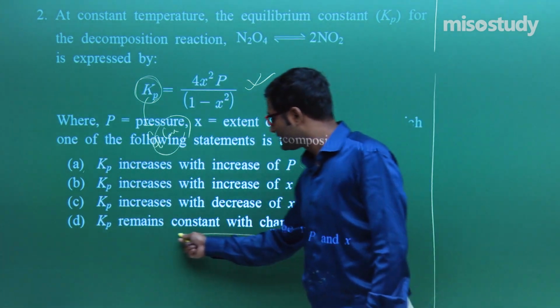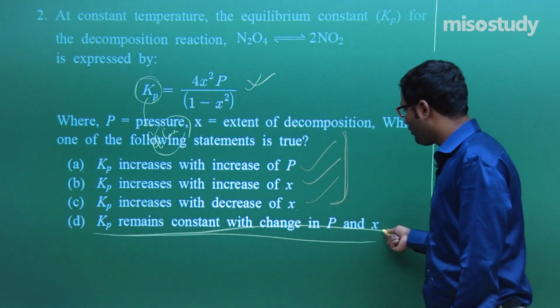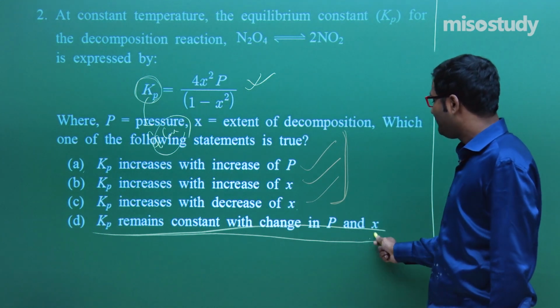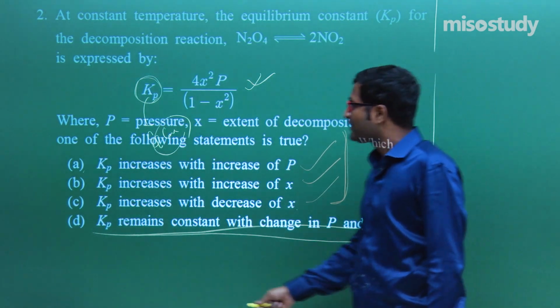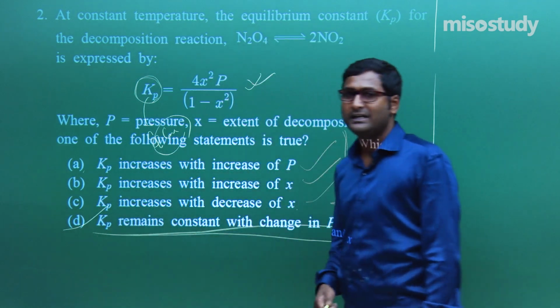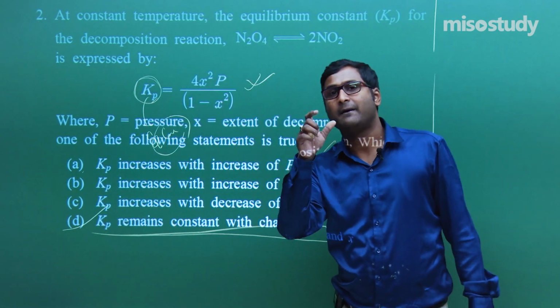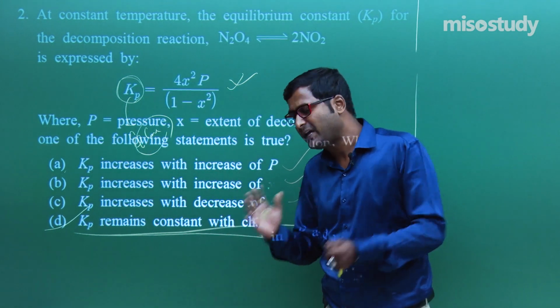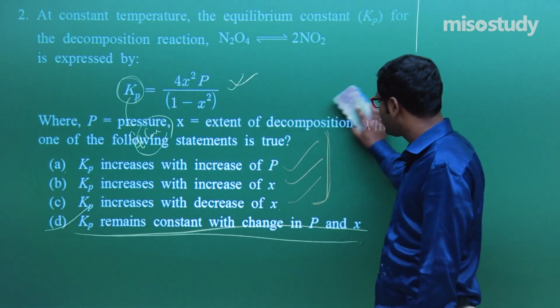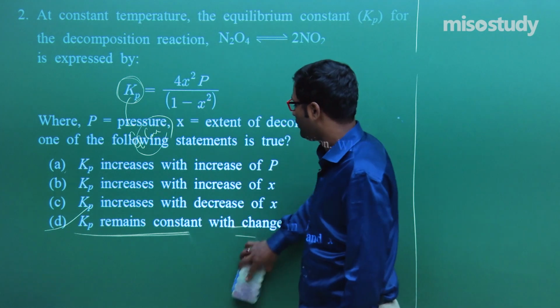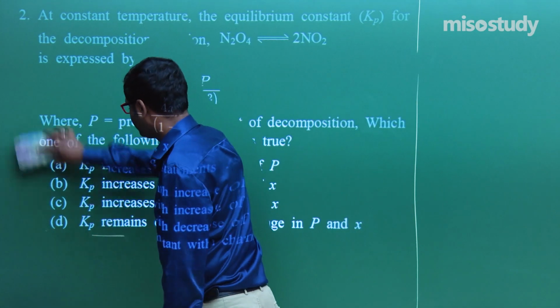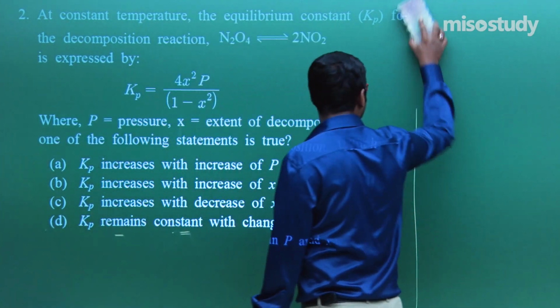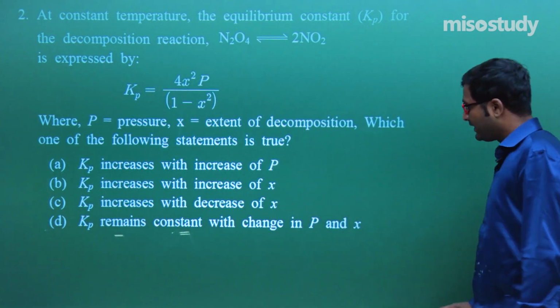Actually the option is this one. Kp remains constant with change in P and x. That is, K generally depends only on temperature. Clear to you? This is one of the best theoretical questions. Now I'm going to wrap this part, friend, and move towards the next question. Check it out, what will happen in this series. Wait.